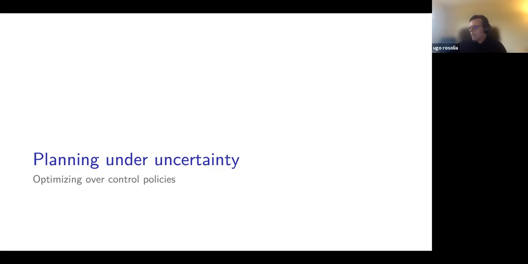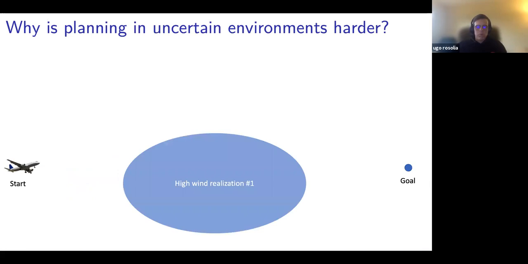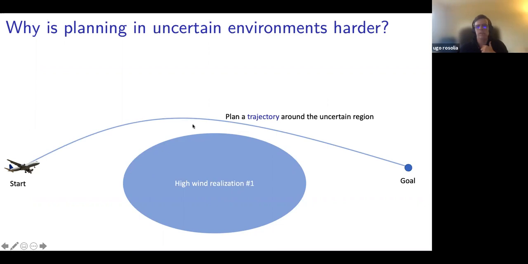So I want to have a simple example to show you why planning in uncertain environments is hard. Let's say that our goal is to design a controller for an aircraft, and we have our starting point and our goal point. And the forecast told us that there's going to be high wind in some region. Now if we know that the wind is going to be only in the blue region, and if we want to plan a trajectory which is robust, we are going to plan a trajectory that goes around the uncertain region, right?